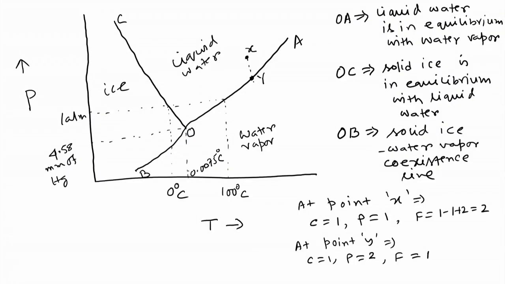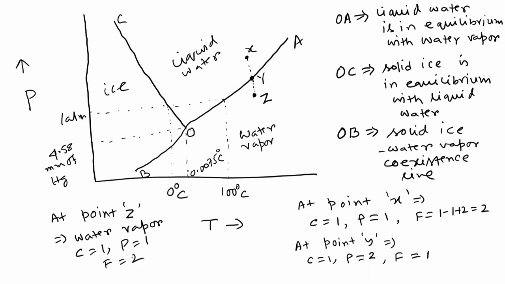Okay. Now, if we decrease the pressure further, keeping the temperature constant, what we get? We arrive at point Z. Okay, so at point Z, we have only water vapor. Number of component is 1, phase is again 1. Okay, so F is 2. So here also, like point X, we can change both pressure and temperature. Okay.